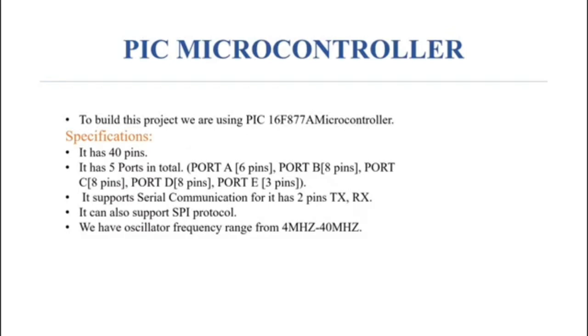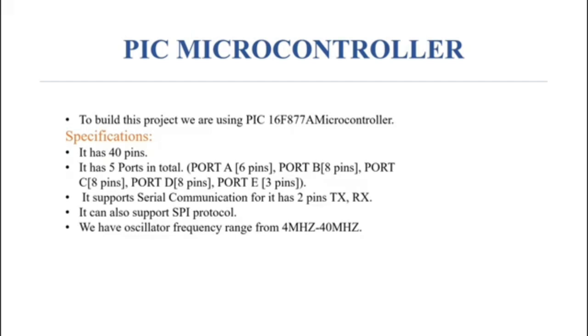In this slide we will see information about the PIC microcontroller. To build this project we use the PIC 16F877A microcontroller. We can see some specifications here. It has 40 pins. It has 5 ports in total, which are called port A, port B, port C, port D, and port E. Port A has 6 pins. Port B, port C, and port D have 8 pins. Port E has 3 pins.